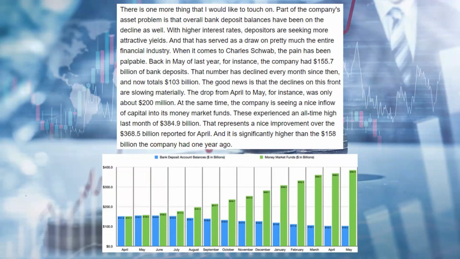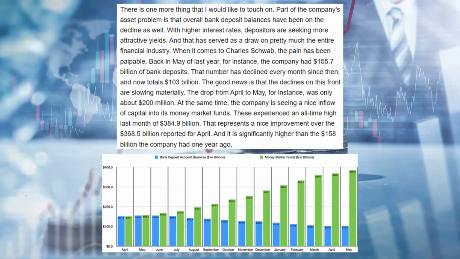The good news is that the declines on this front are slowing materially. The drop from April to May, for instance, was only about 200 million. At the same time, the company is seeing a nice inflow of capital into its money market funds. That's where a lot of people are putting their money right now, in money market funds, as well as treasuries.